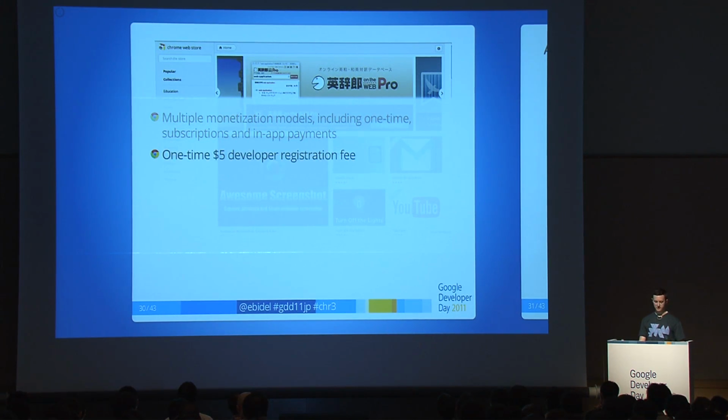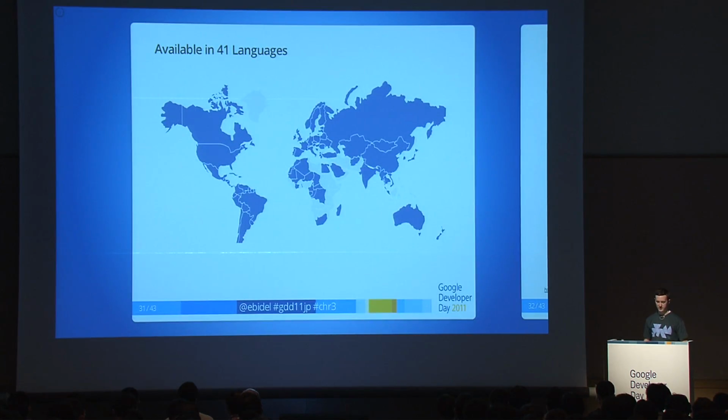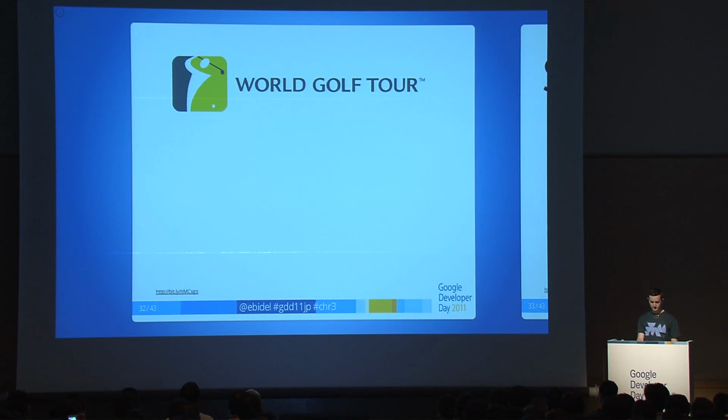So, a $5 registration fee, and you're in the store. My favorite part about this is that there's no approval process for the web store. We don't lock you into any particular technology. Once you upload your application, it's there for users to install and download. So you can build your app in Flash, Java, Silverlight, or HTML5. It doesn't matter. As long as it's a web app, it can be in the store. It's available in 41 languages all over the world, and we're adding more as the months go on.